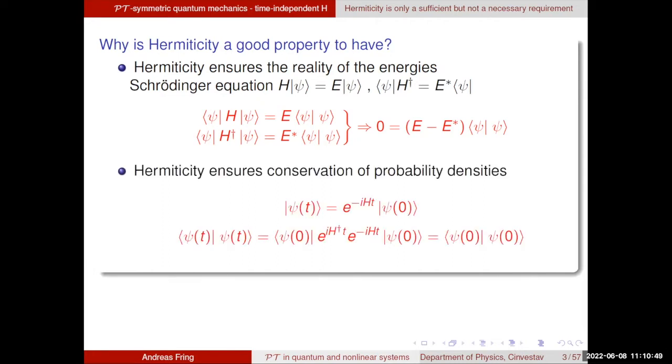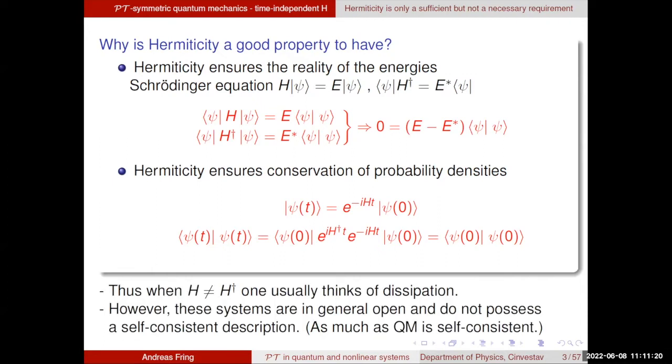And the other property that is guaranteed is the conservation of probability densities. So here I state evolving from time equals 0 to t by means of a standard evolution operator. If I just sandwich it, you see that if my Hamiltonian is Hermitian, this just becomes 1. And the probability density at t equals 0 and at any arbitrary time t is the same. So these are the two properties guaranteed by Hermiticity.